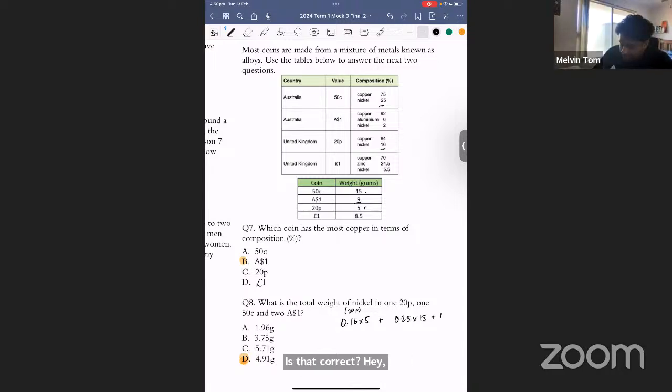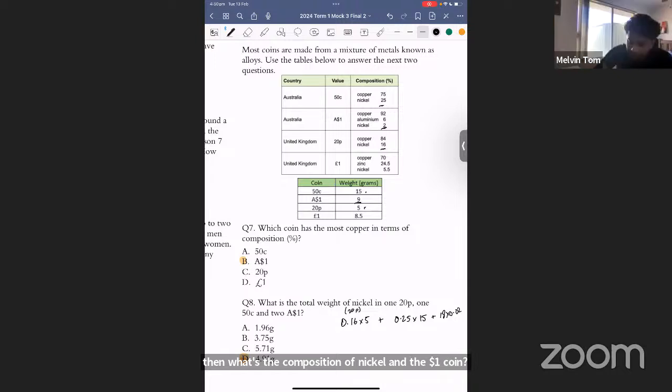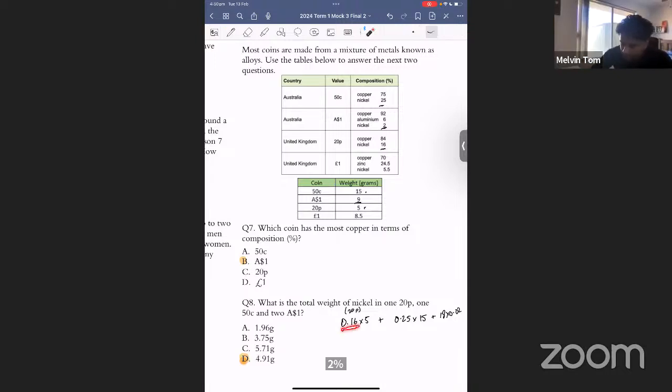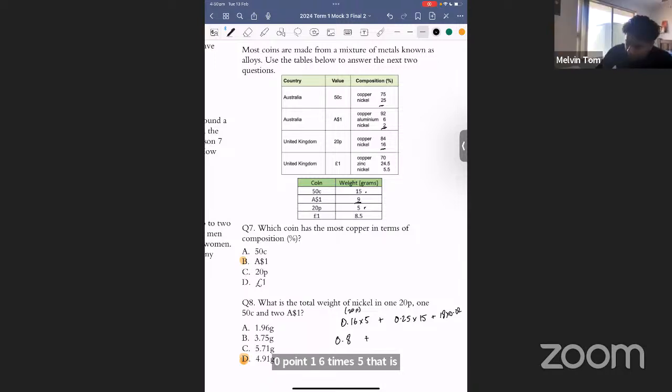Okay. So 18 grams. And then what's the composition of nickel in the $1 coin? 2%. So multiply by 0.02. Let's do the multiplications. 0.16 times 5 is 0.8. Good. 0.25 times 15.